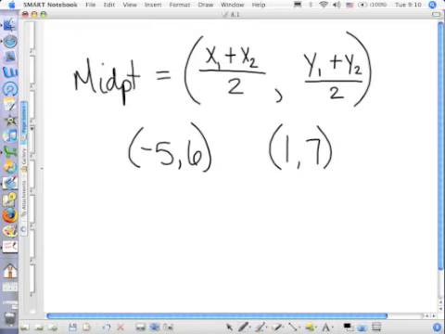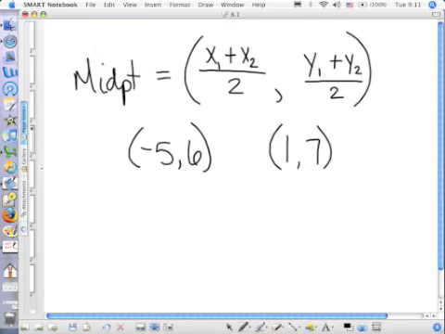Caleb, did you get an answer? What'd you get? Okay, you forgot to do something. Look at your formula. And 13 halves. Okay? Don't forget to divide by 2.